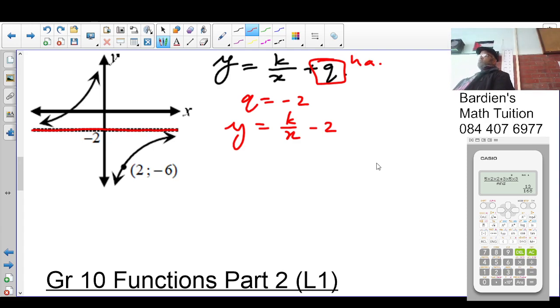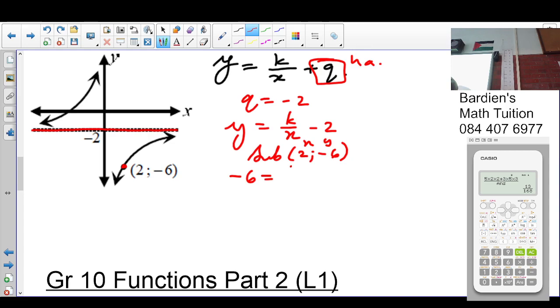So what do we still need to solve here? k. So we need to substitute the point on the graph we haven't used yet, which is 2 and minus 6. So we substitute 2 and minus 6. It's an x and a y. So negative 6 equals k over 2 minus 2.